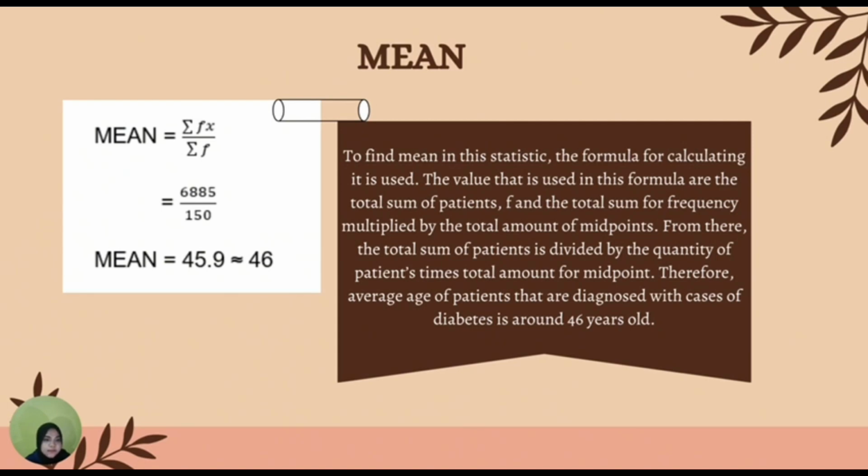The total of fx is 6,885, and then the total of F is 150. We know F is the total sum of patients. And then the average age of patients that are diagnosed with a case of diabetes is around 46 years old.